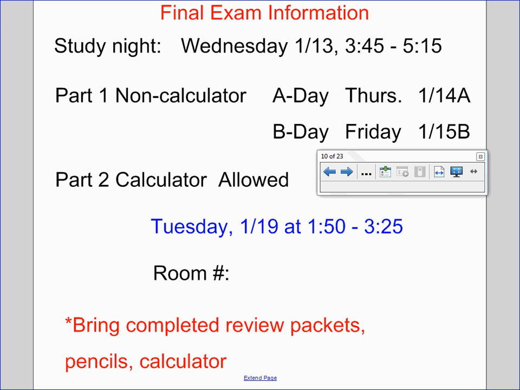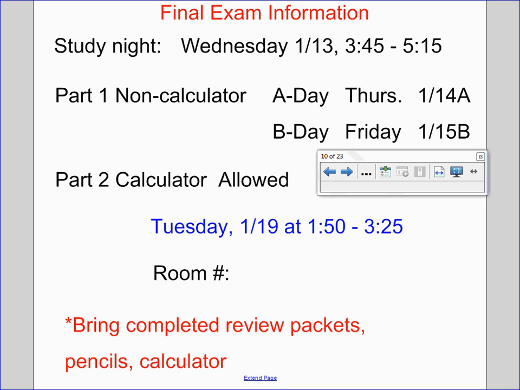Everybody have that down then? So room number for us is 2203. You must bring your completed review packet. That'll be like your ticket to take your final exam. Pencils and a calculator. During final exam week, you'll be taking the calculator allowed portion, so you want to make sure you have your calculator with you. Okay, so once again, Tuesday, January 19th, 4th block time slot, 1:50 to 3:25. And you guys are in 2203. That's right through this wall in Mr. Vesbach's room. 2203 is right next door.